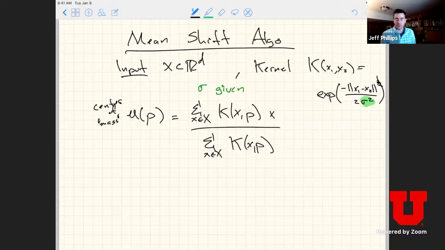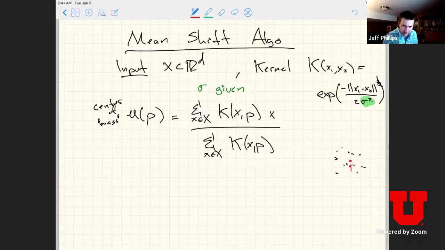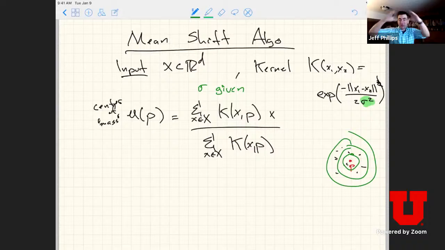Okay, so what is this doing? I'm going to have a bunch of points, and I'm going to have my point P. So this is, say, P. And then I'm going to think of drawing this kernel around here. Again, this is essentially a symmetric probability distribution, and it's going to assign a weight onto every other point. For this point P, it's going to have this weight onto each of these other x's.